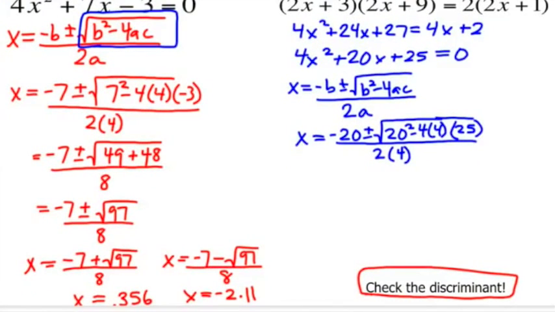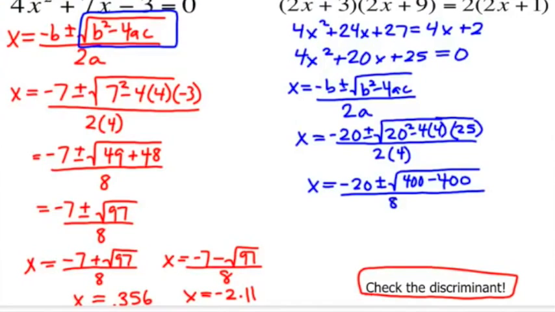All right, so let's go back to our little reminder. Check the discriminant. What does that mean? Let me work this out. X equals negative 20 plus or minus. Let's look at the discriminant, that value underneath the square root. 20 squared is 400 minus 4 times 25. 25 times 4 is 100 times 4 is 400. 400 minus 400. That, to me, equals 0.